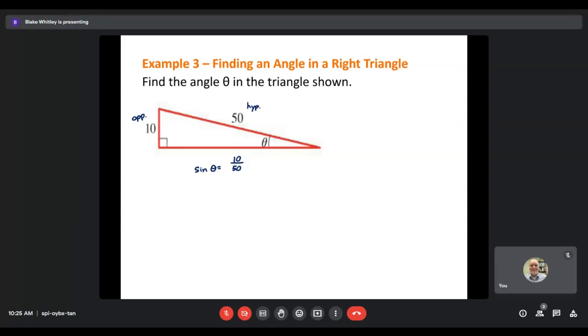Now, at this point, this is where those inverse trig functions are going to come in handy, because now we can actually solve for that theta value. So what I'm going to do here, I want to get rid of that sine function to get my theta by itself. Well, the inverse of sine is inverse sine, or arc sine. And so I'm going to take the inverse sine of both sides of my equation now.